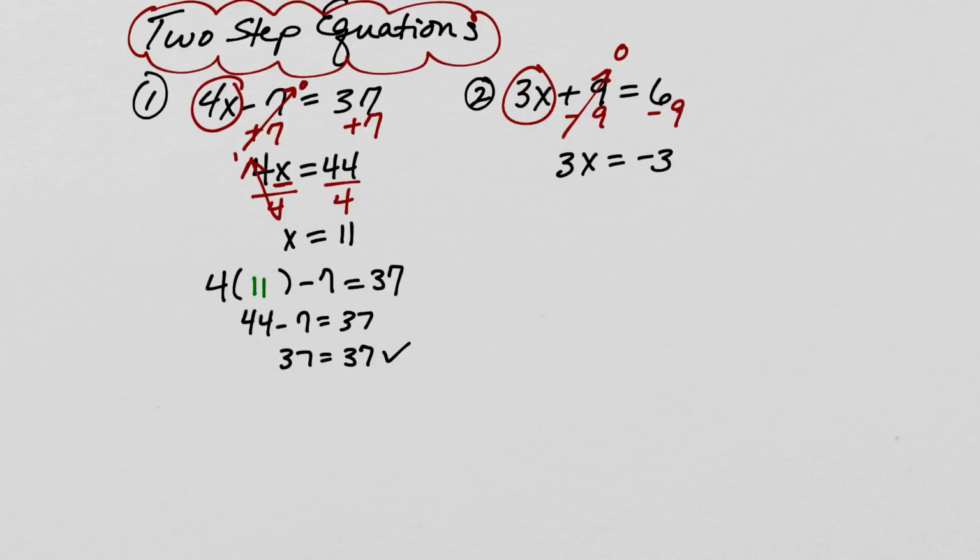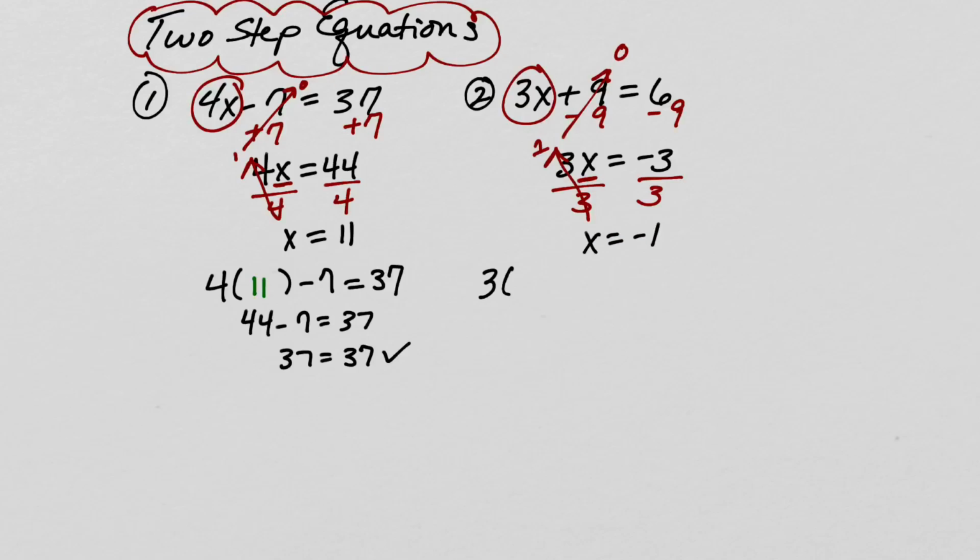This time I want to undo a multiply by 3, so I need to divide both sides by 3. And I'm going to get, well, actually 3 divided by 3 will go to 1. And negative 3 divided by 3 is negative 1. So when I simplify, I should get x equals negative 1.